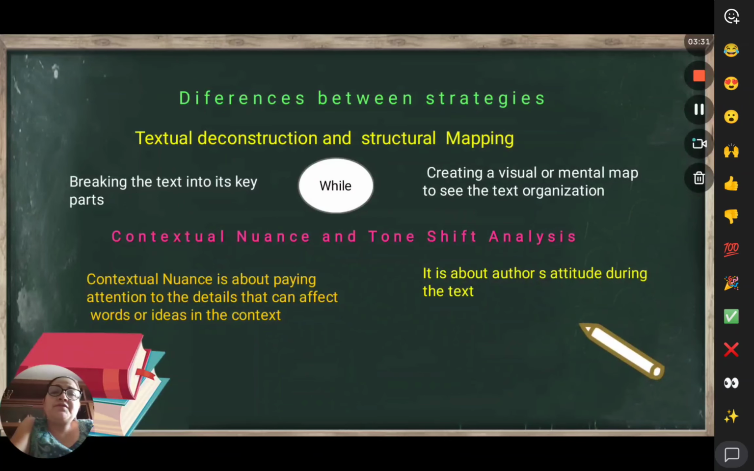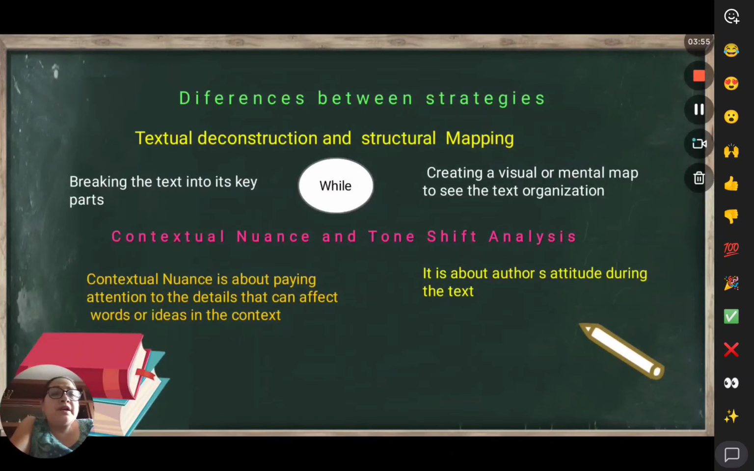Now we have the differences between the strategies. Textual deconstruction is, as I said before, breaking the text into its key parts, and structural mapping is creating mental maps or visual maps to see if the text is well organized.